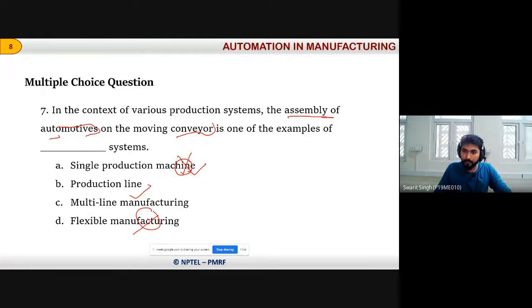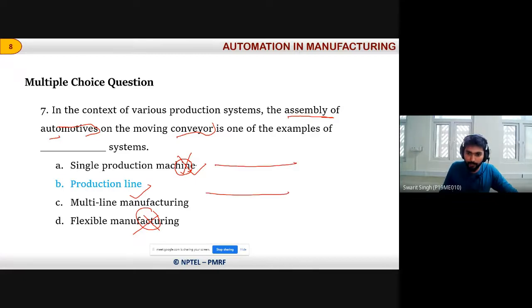Here this is the assembly of automotives. Automotives means we are talking about some components, not automation. So here, the flexible manufacturing term is also not suitable. This comes in the term of production line, because there is a production line.